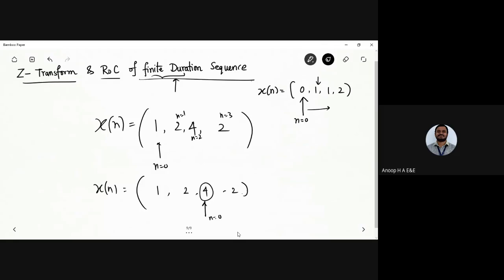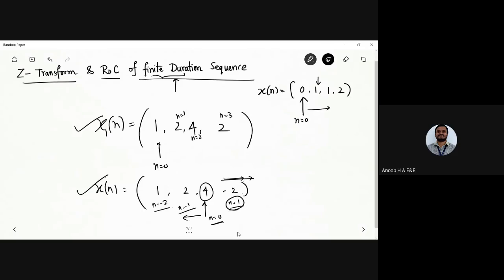So that is 4, that is n is equal to 0, this is n is equal to minus 1, that is n is equal to minus 2, this one is n is equal to 1. If I move towards the right, that would be n is equal to 1 here, that is positive 1. And if I move towards the left, that is n is equal to minus 1 and n is equal to minus 2. So this is how I can represent a discrete time signal.